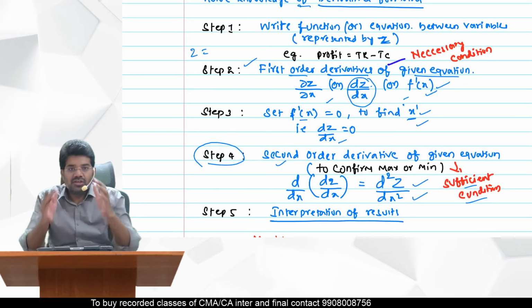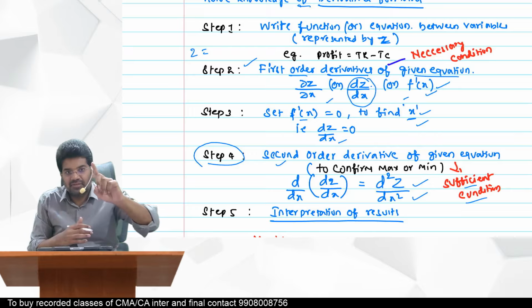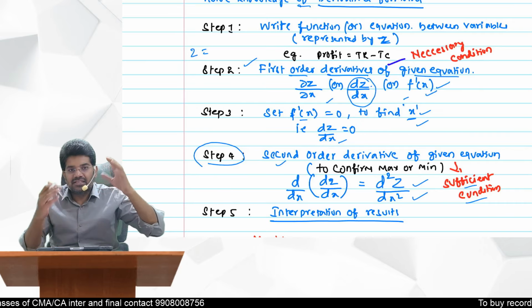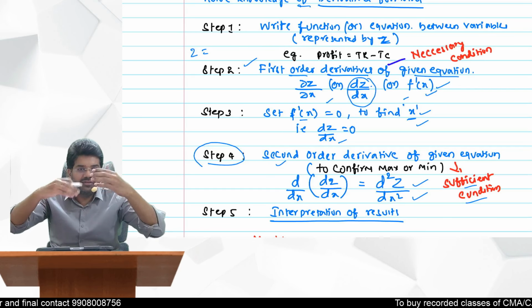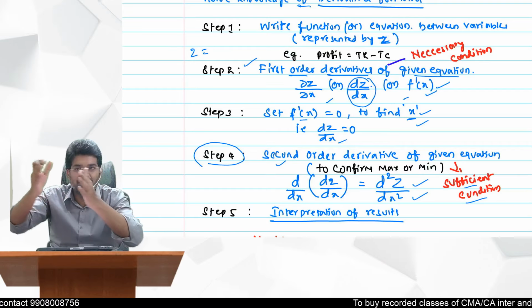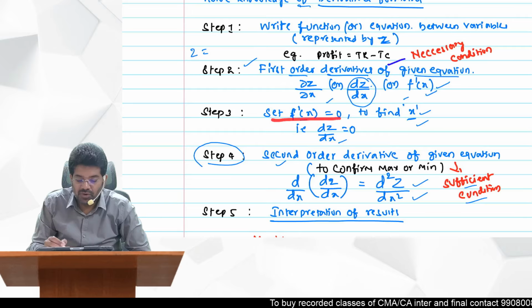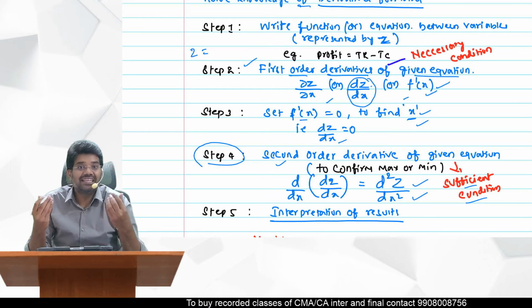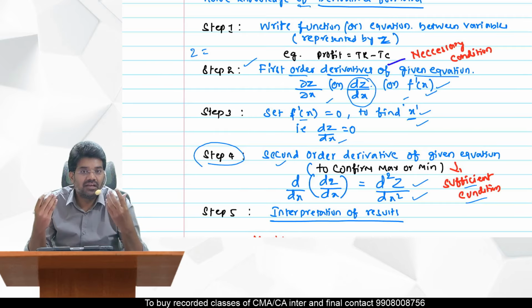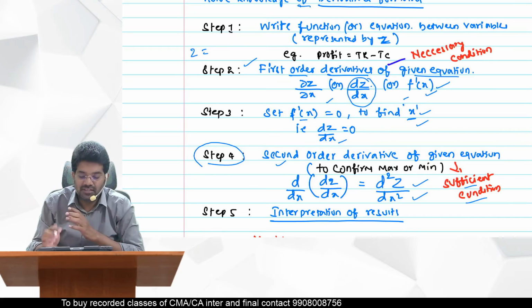Now once you apply the derivatives, the formulas, first time you have applied, then step number 3 is: whatever value you got after applying the first derivative, equate that equation with 0. Why we should equate with 0 is to get that variable figure, that is the x value. To get the x value, equate with 0. This is what we should do.